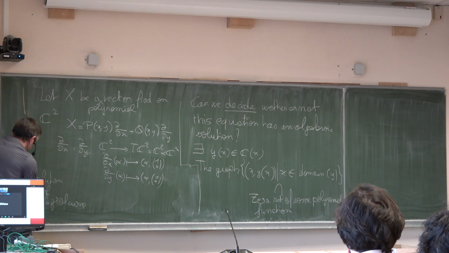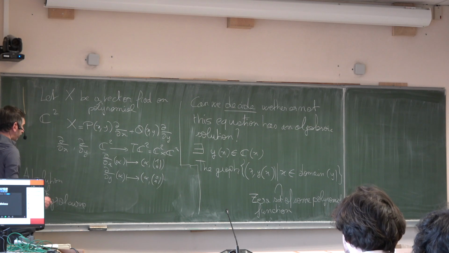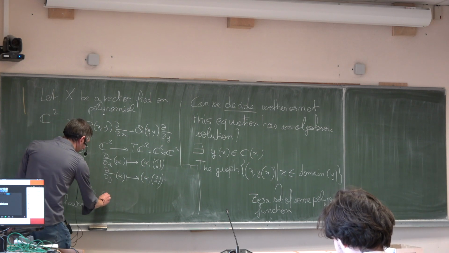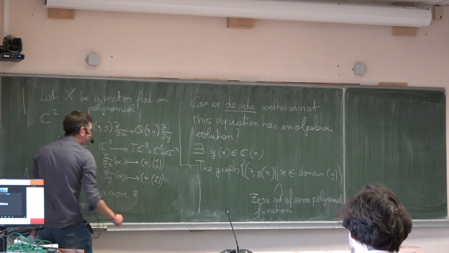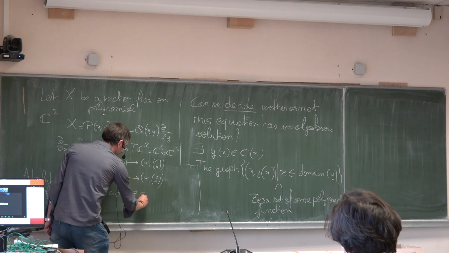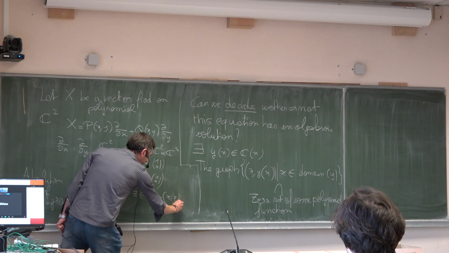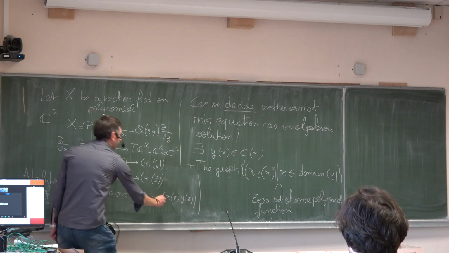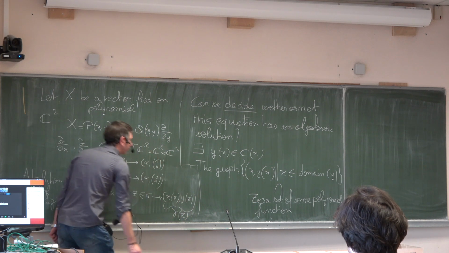This is many different ways to speak about more or less the same object. So this is just a curve, let's say parameterized by some complex number z, so the curve is parameterized like that. Okay, so this is a point in C^2.